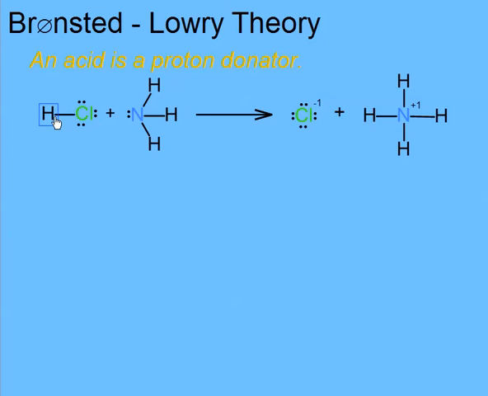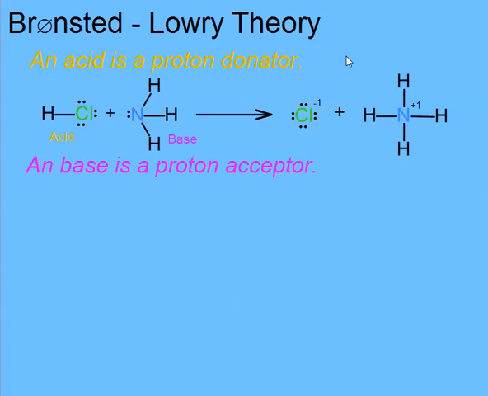But that act of breaking the hydrogen to chlorine bond, effectively giving the hydrogen away, makes the HCl a proton donator and an acid. The NH3, for its part, is picking up that proton from the acid, and chemicals which pick up protons are bases, according to the Bronsted-Lowry theory. Bases are proton acceptors. So there's our first one.